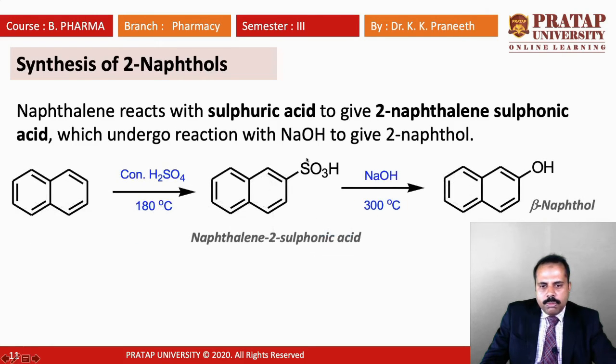Now, let us see how to prepare 2-naphthol. This is beta naphthol. You can see that here the hydroxy group comes in the beta position, the second position. The same reaction can be used, but the only change is in the temperature in degrees Celsius.